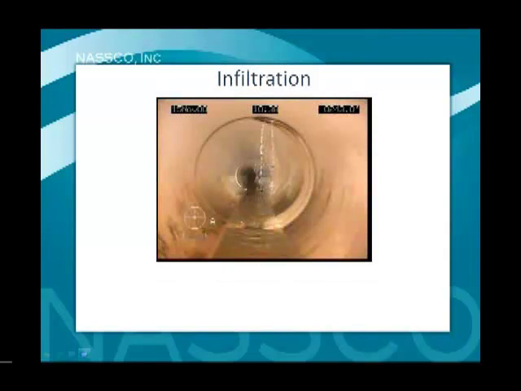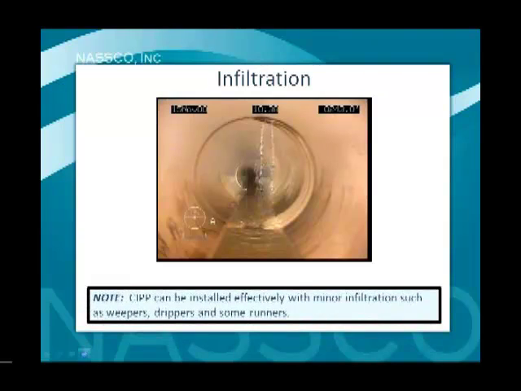In the second example, infiltration, we talk to the students about the fact that CIPP can be effectively installed with minor infiltrations such as what we define as weepers, drippers, and some runners. That's terminology, again, from the pipeline assessment coding system. We also talk about the fact that there's a lot of misrepresentation about resin washout, being that with the new resin technologies that we have today, resin washout is less of a problem than it was, say, 10 years ago.